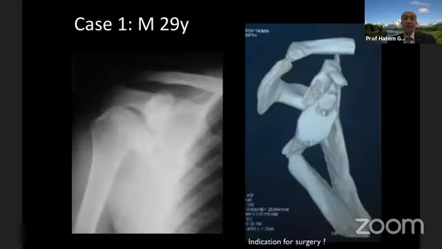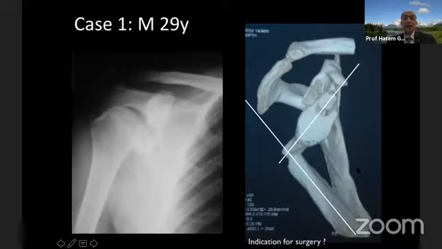Now, this is a case, and the indication for surgery, as I showed you. Obviously you need a good quality x-ray, but even with a good quality x-ray, it's not enough. You need 3D CT in most of these fractures to be able to really assess the fracture and think about your plan. So here, the indication for surgery is that the angulation is more than 40 degrees. We have an intra-articular displaced fracture. The whole glenoid itself is displaced. So this is our indication for surgery.